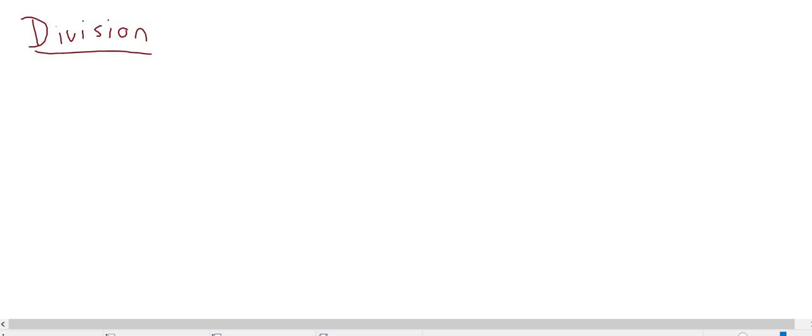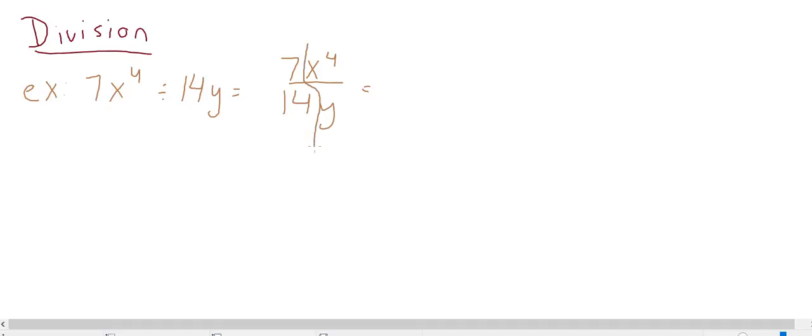We're going to do just one more quick example. Let's say we have 7x to the 4th divided by 14y. Let's rewrite this as a fraction and see if we can divide it. 7x to the 4th over 14y. Do these two have the same base? They do not. The base of the numerator is x and the base of the denominator is y, so they really cannot be divided. But what you can do is reduce the numbers. You can reduce 7 over 14 to 1 over 2, but you will have to leave the x to the 4th how it is and the y how it is.